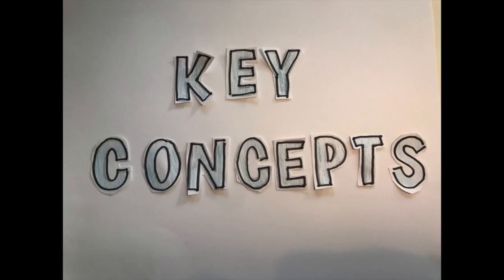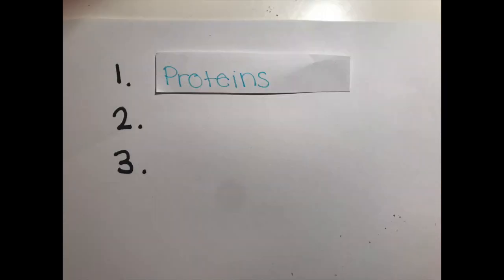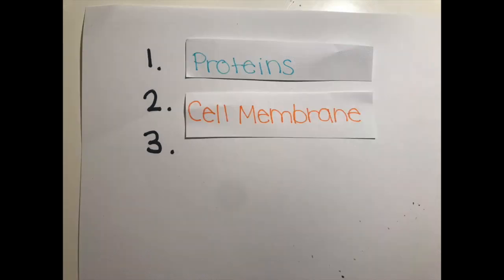Key concepts. The first key concept is proteins, and the proteins that we discussed were the osmotic receptors in the hypothalamus, the V2 protein receptors, and the aquaporin, which allowed the passageway of water. Next is the cell membrane. The two cell membranes were the basolateral and the apical, which were located on the collecting duct.